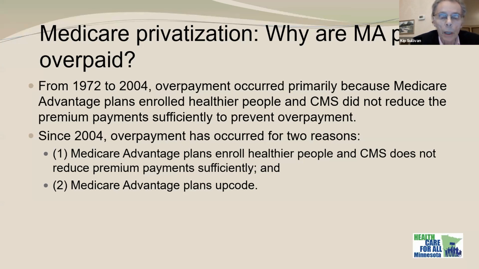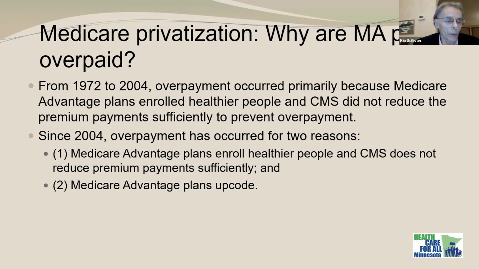We can compare how much CMS spends per beneficiary in the fee-for-service program with how much CMS spends per beneficiary in the Medicare Advantage program. The overpayments have been as high as 30% over the decades. They are probably 15 to 20% today.